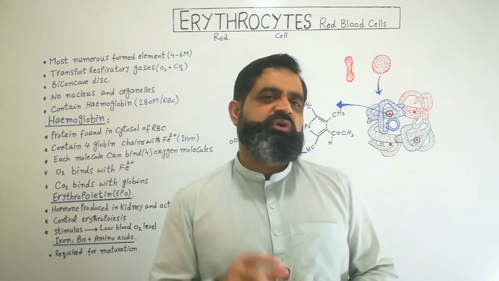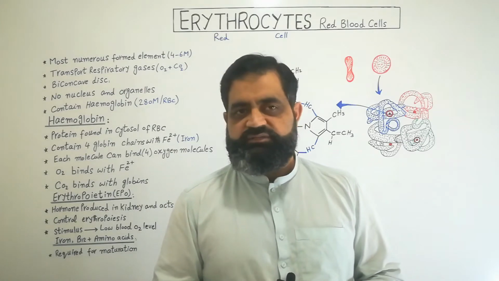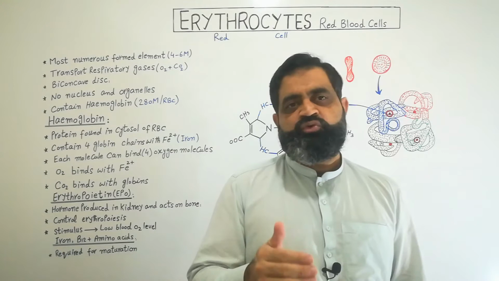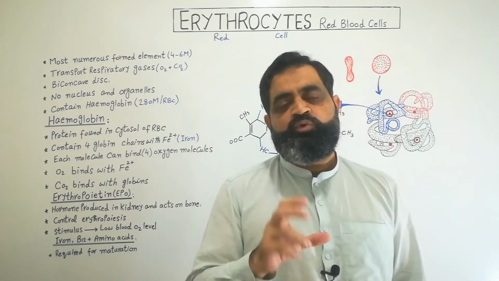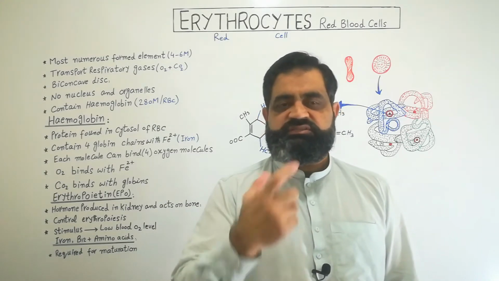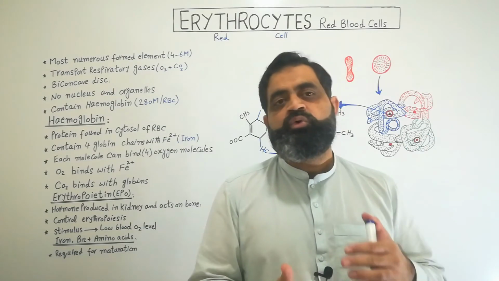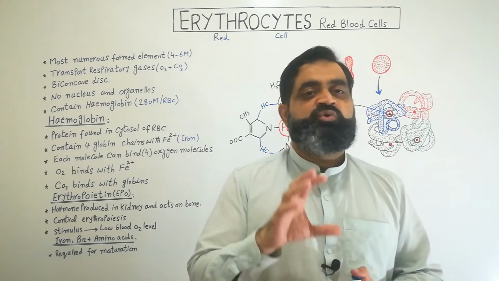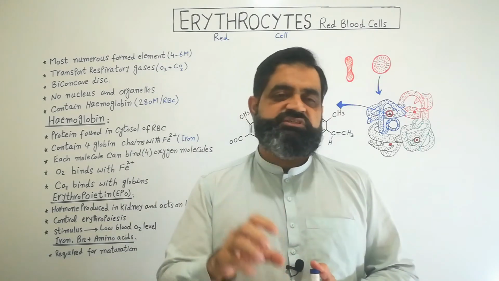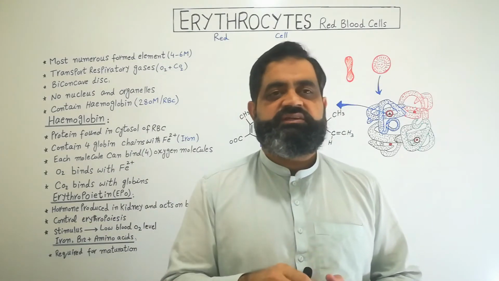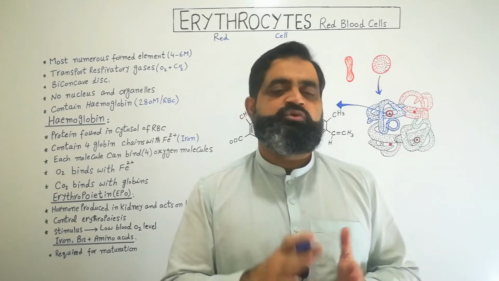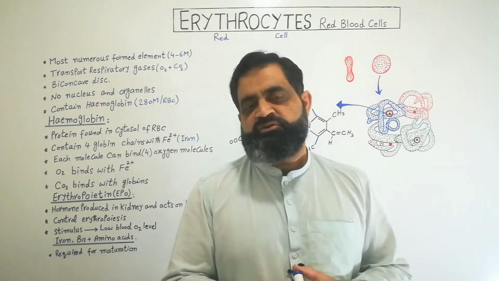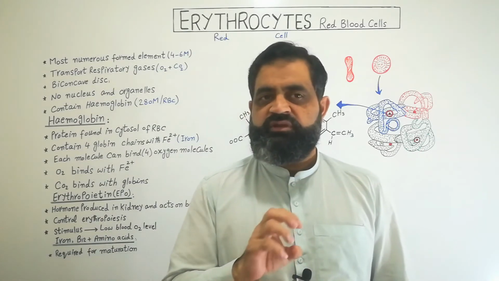What is the function of a red blood cell? Transport of oxygen. If a cell transports oxygen and most of the oxygen is consumed by the cell itself, then how is this cell going to transport oxygen? So to minimize the expenditure of oxygen by the cell, nature has removed most of the organelles and the nucleus from this cell.